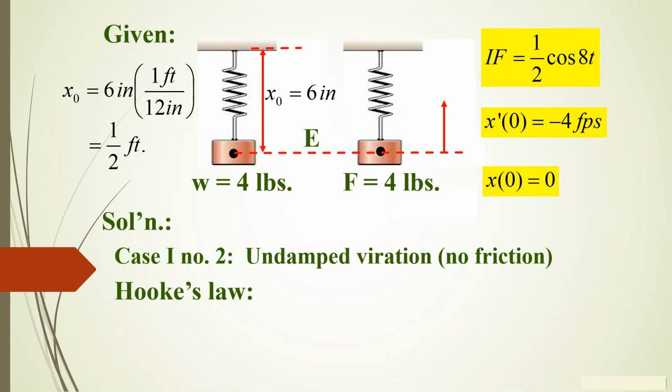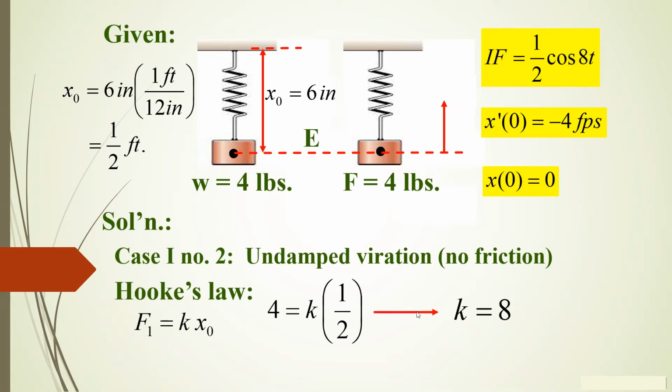So that's going upwards. And then, di ba, wala namang sinabing friction, undamp siya. So ano yung wala? Wala tayong F3. So let's solve muna for the K. Lagi naman, let's solve for the K using the Hooke's law. So Kx at x sub 0, 4 equals K times 1/2. That means K is equal to 8. The 1/2 is this one, x sub 0.